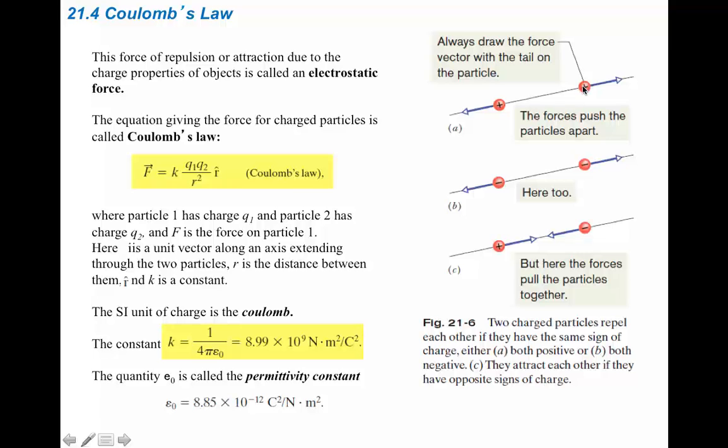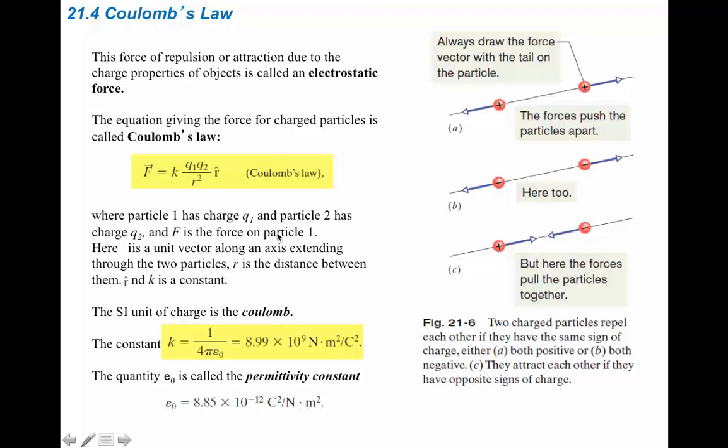So here we have an example. We have two positive charges, and so the force pushes the particles apart. Same force on this positive charge as on this positive charge. Here we have two negative charges. Again, same force on each of them, pushing them apart. Here we have a positive and a negative, and so the opposite charges attract each other, so the force here pulls them together.